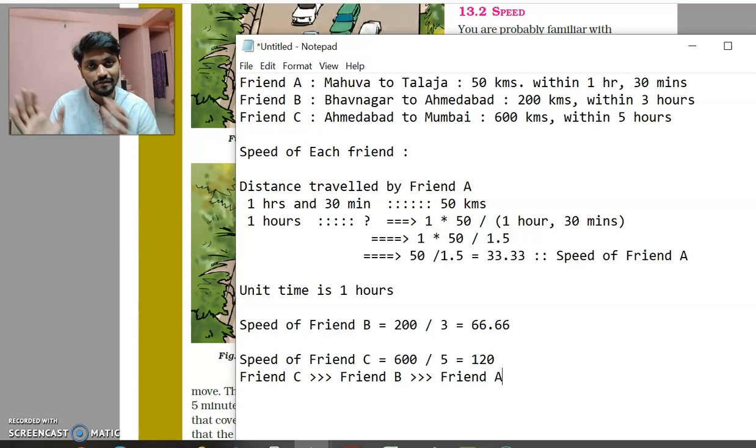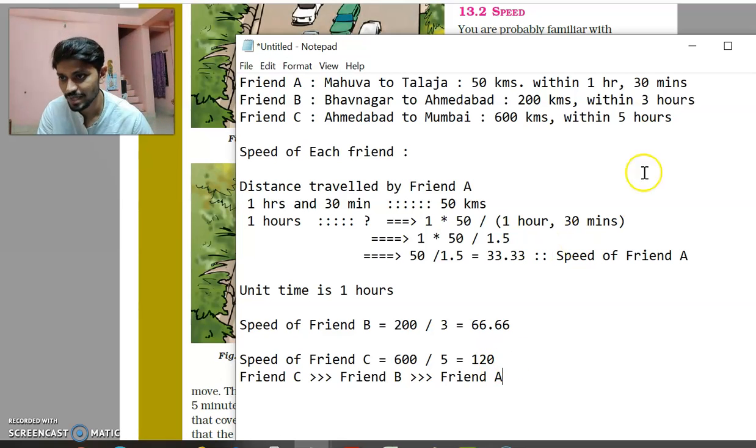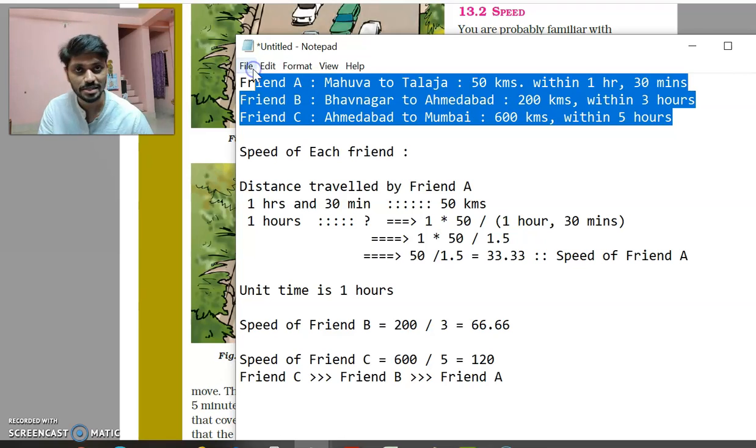What happened earlier? If the total distance was fixed, then we could have known the fastest friend. In the second case, we kept the time fixed and found the fastest friend who traveled the maximum distance. But when neither distance is fixed nor time is fixed, we need the quantity called speed. And what is speed? Speed is total distance divided by total time.